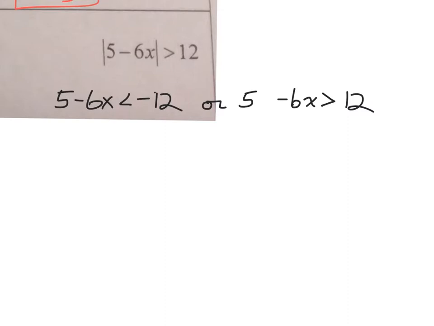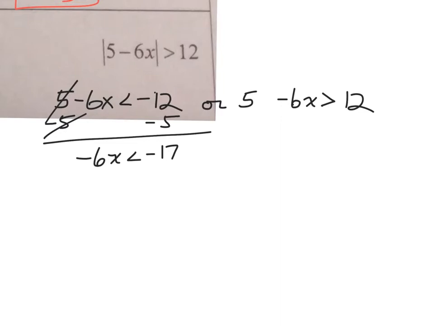Okay, so if I solve both of these, then I would subtract 5 over here. Those cancel. And I have negative 6x is less than negative 17. And divide by negative 6, which flips the sign. And x is greater than 17/6.